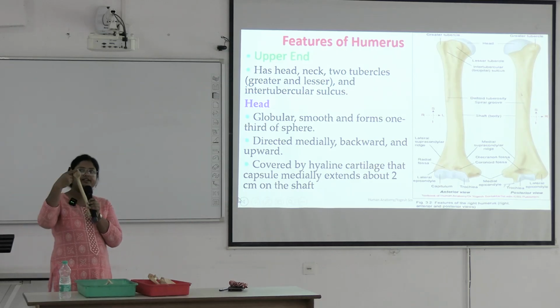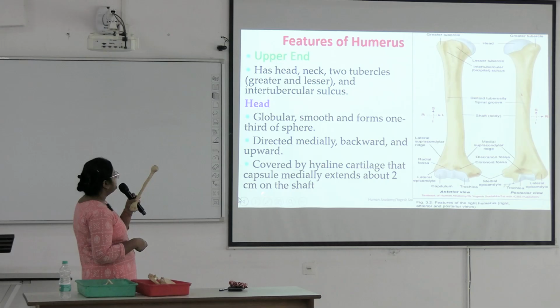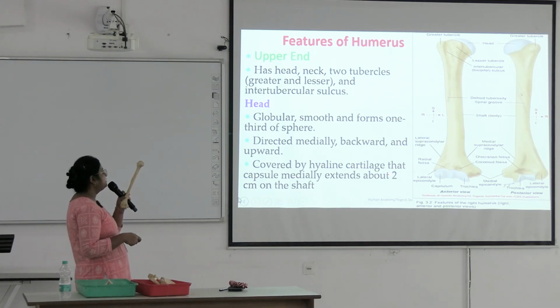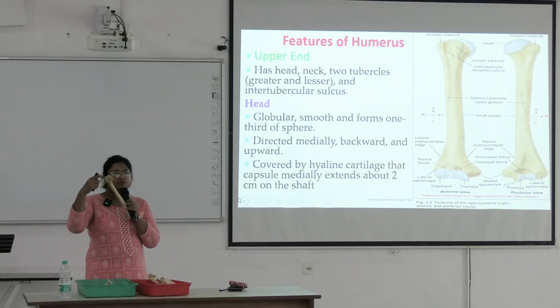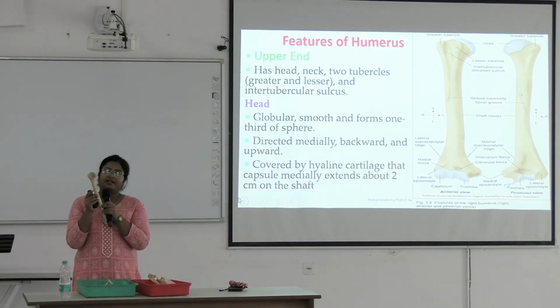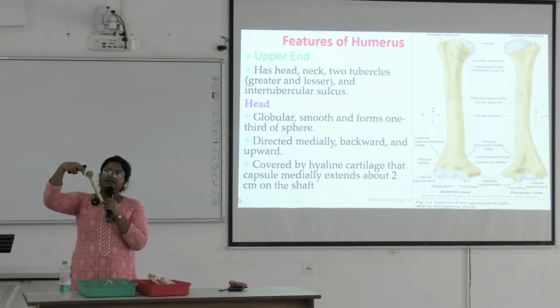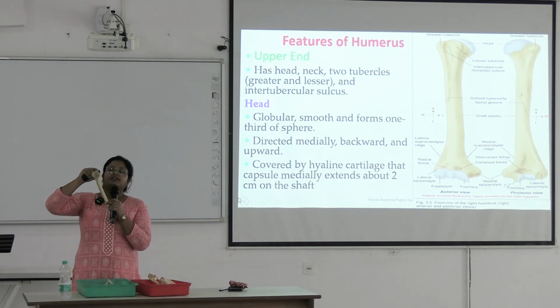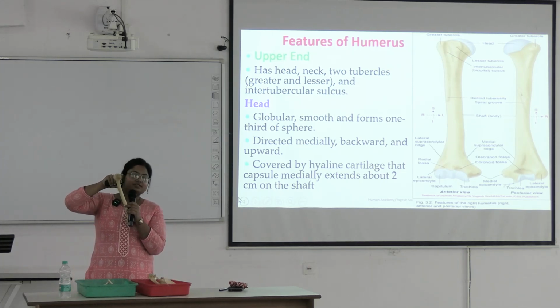So this is the head, covered by hyaline cartilage, and the capsule medially extends about 2 cm on the shaft. Capsule of this shoulder joint. The head takes part in formation of the shoulder joint. That capsule of the shoulder joint is attached along the anatomical neck of the humerus, and it extends downward medially 2 cm towards the shaft.